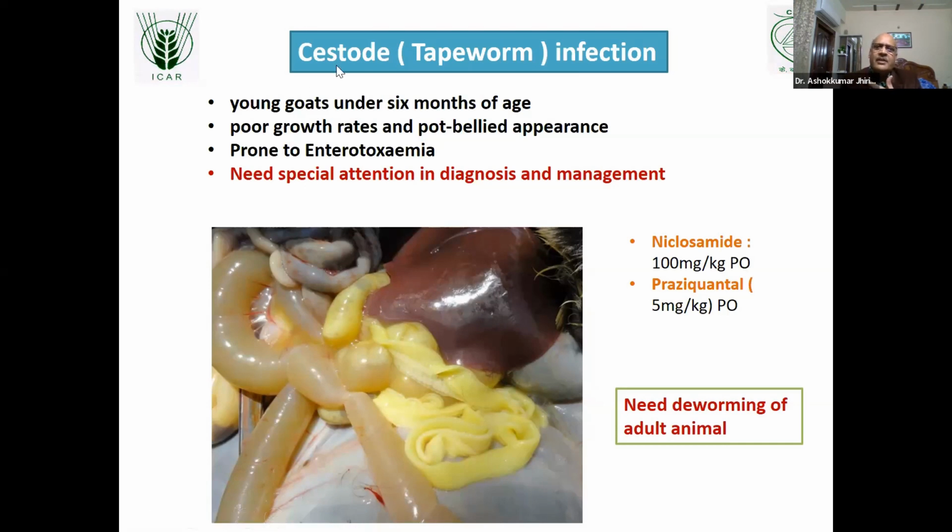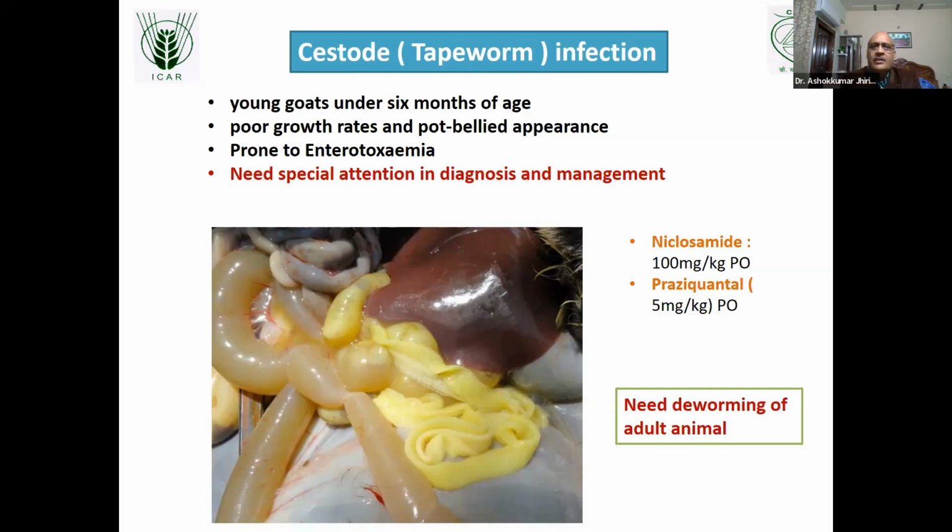In the early phase of life, sometimes we are not predicting these cestode infections. You have to be very careful. In the early phase of life of the animal, if they are not gaining body weight, tapeworm is one of the reasons. And the animal carrying the cestodes in the intestine is also prone to enterotoxemia, because in between there is a creation of anaerobiasis. In anaerobiasis, Clostridium perfringens sometimes proliferates, and the animal dies because of enterotoxemia, sometimes not because of the tapeworm. So you need special attention in the diagnosis and the management.